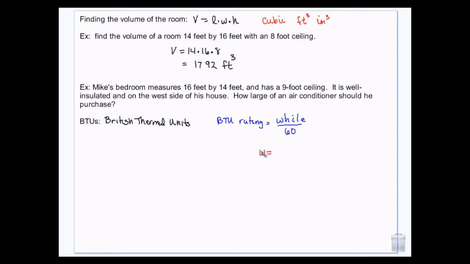W is the width of the room. H is the height of the room. L is the length of the room. So here the W, the H, and the L give you the volume. I is for insulation. If the insulation is good, it's 10. If the insulation is bad, it's 18.